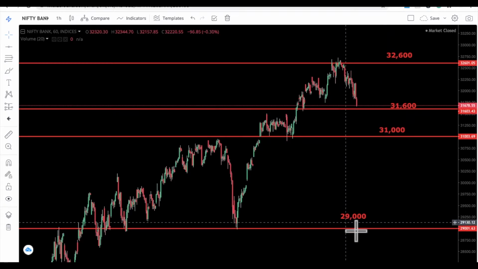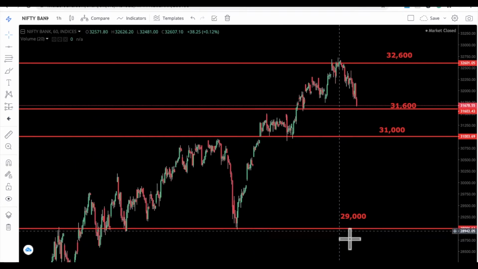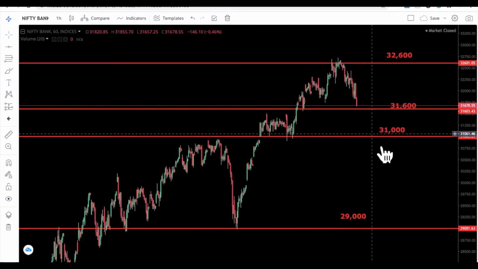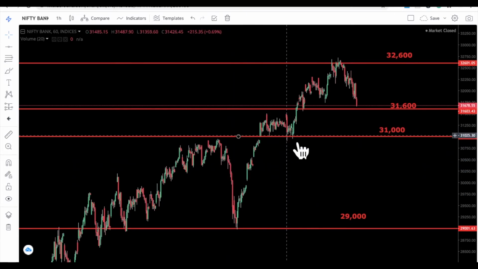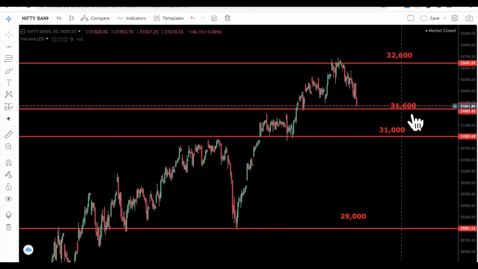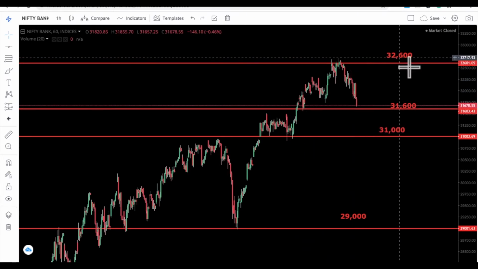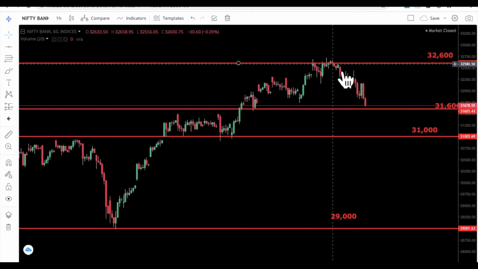Here 29,000 was a resistance level before. Once that was broken, it became the support level, and 31,000 was a strong resistance level. Can you see how many times the market tried to breach this level, but the sellers pushed the market down? Once the buyers were able to beat the psychological level at 31,600, it was a strong resistance level. Once this was broken, 32,600 became a strong resistance level. Can you see how many times the market tried to breach this level?